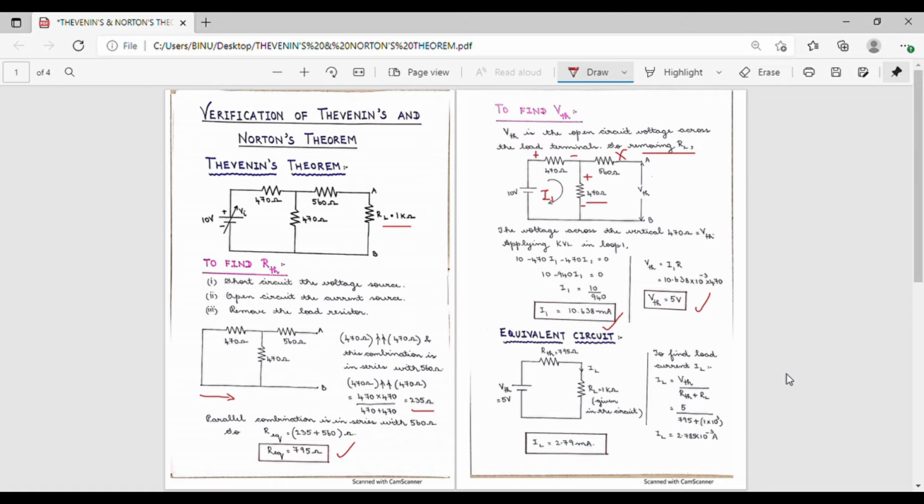Now, let's draw the equivalent circuit using the values of VTH, RTH as well as the load resistor RL. In the Thevenin's equivalent circuit, the voltage source always has to be connected in series with the resistors. We have found the Thevenin's voltage as 5 volt and Thevenin's resistance as 795 ohm, and RL is given in the circuit as 1 kilo ohm. Using these three elements, we have formed the equivalent circuit.